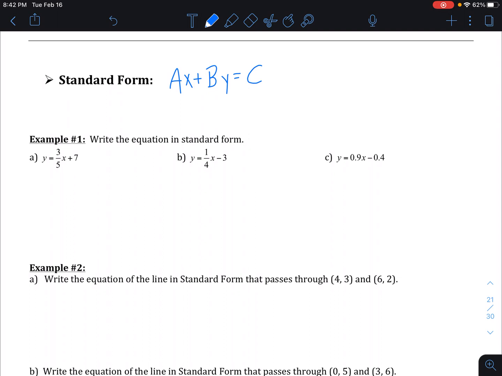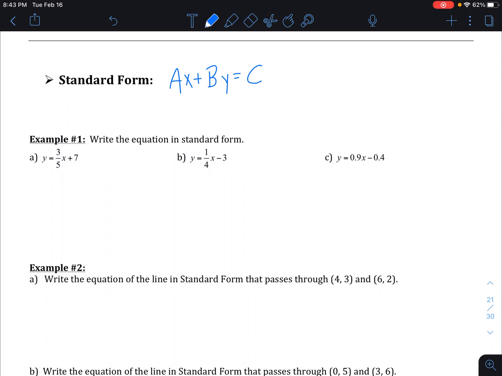On a previous lesson, I taught you guys how to graph using intercepts when you are in standard form, a very easy method. Today, I'm going to teach you how to turn equations into this form, and I'm going to teach you some details about being in this form.